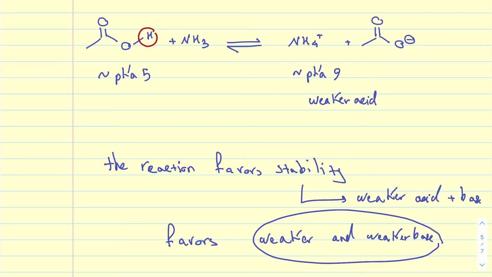And actually, comparing the basicity of acetate to NH3, because acetate is the conjugate base of the stronger acid, it has to be the weaker base of the two of them. So comparing acetate to ammonia, this is going to have to be the weaker base. Ammonia has to be the stronger base.